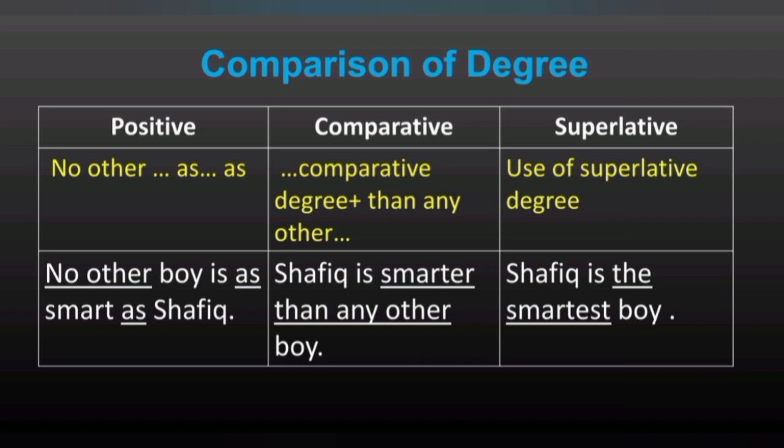Shofiq is the smartest boy, superlative degree. If we get a sentence like this, how can we change it into a comparative one? We have to use the comparative degree, and then we should use "than any other". And the sentence will become, Shofiq is smarter than any other boy. That means there is no comparison of Shofiq with himself in this sentence. That's why we are using the term "than any other".